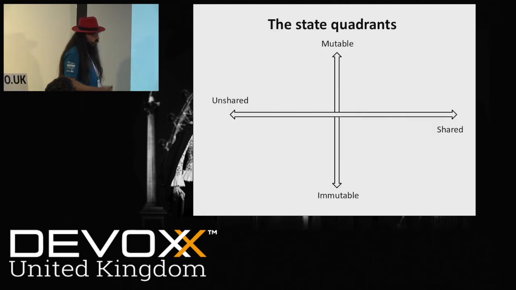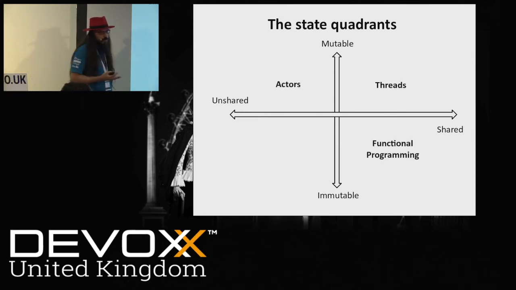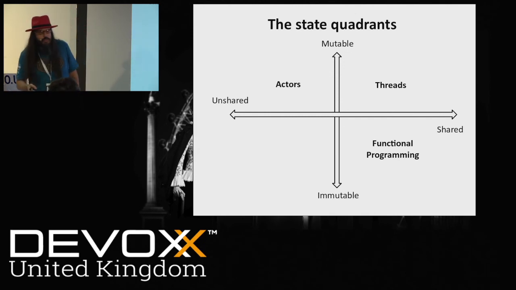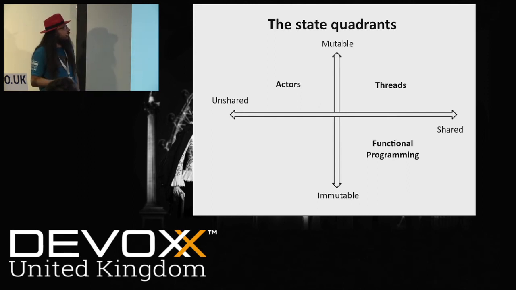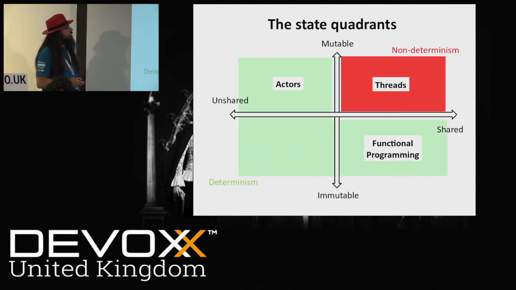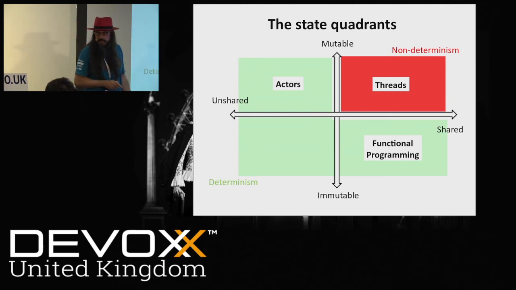So what I'm saying is that what is really important about concurrency is how you manage the state. You have two degrees of freedom: your state can be mutable or immutable, and can be shared or unshared. The reality is that in this area, the threads area, you have a mutable shared state, and you are in the area of non-determinism. If you can, you should move to the green area by not sharing your mutable state, or I believe even better, by making your shared state immutable.